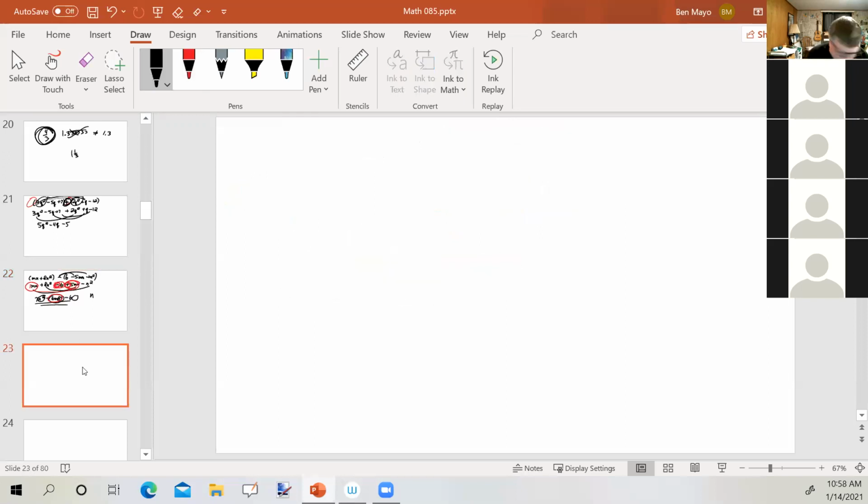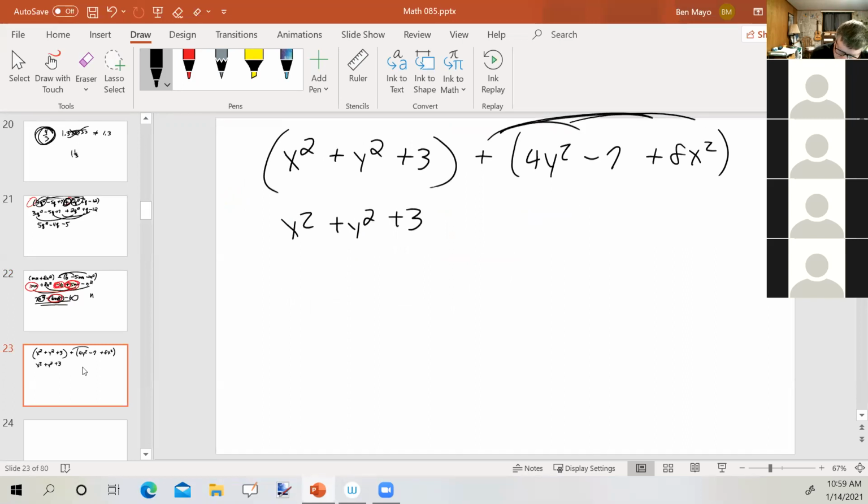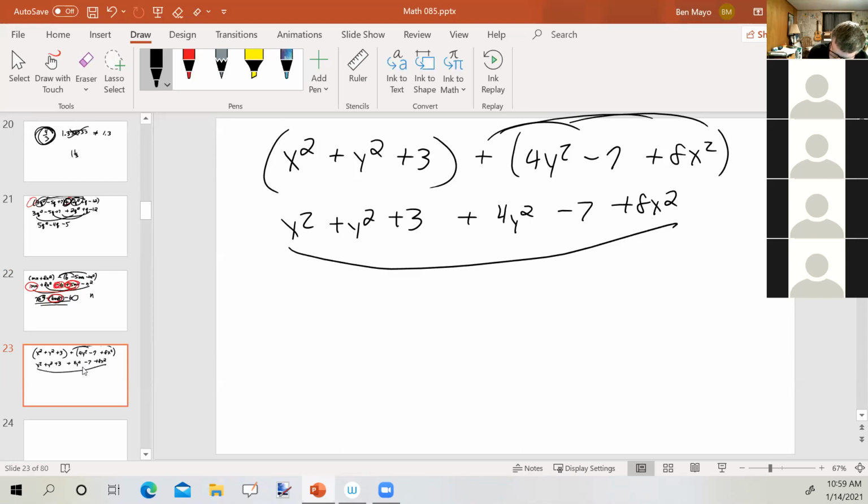Another example. Let's say I have this: x squared plus y squared plus 3, plus 4y squared minus 7 plus 8x squared. Okay, let's say I've got that situation. So first of all, I can drop the first set of parentheses. Distributing the plus sign, I'm going to get the same thing I have in the second set of parentheses. Combining like terms, those go together, and those go together. So I've got 9x squared plus 5y squared minus 4.